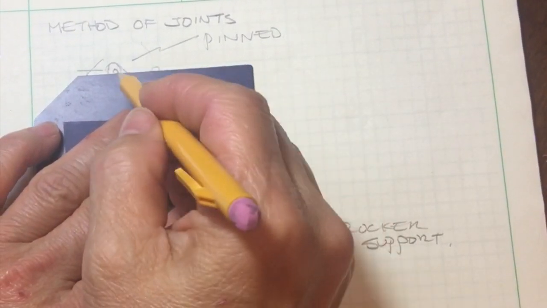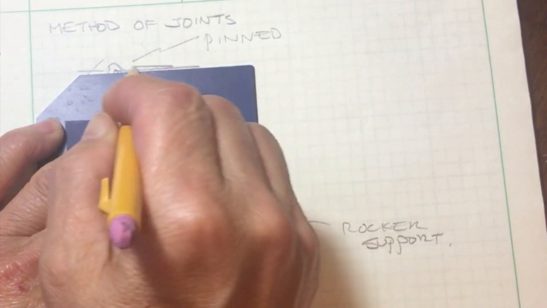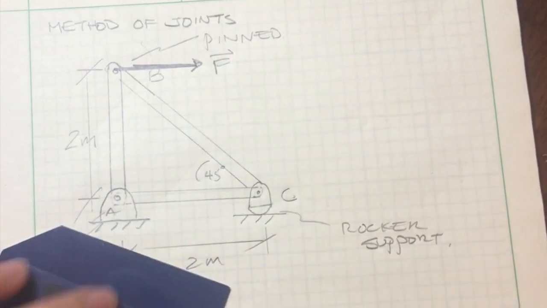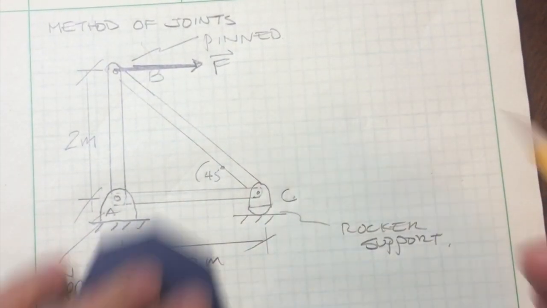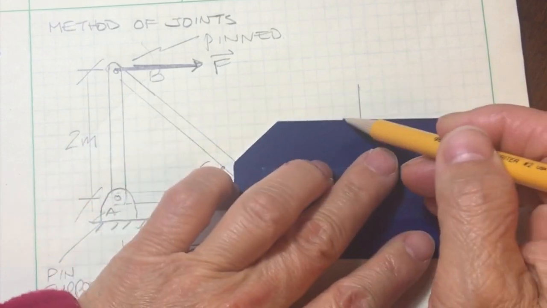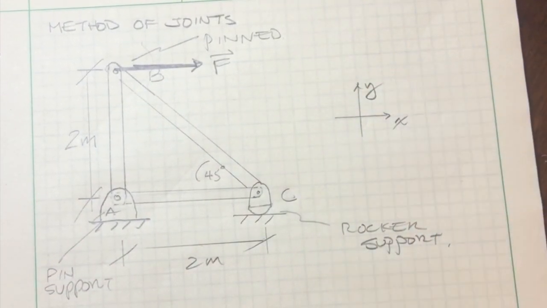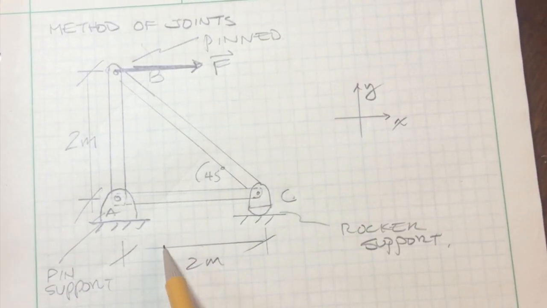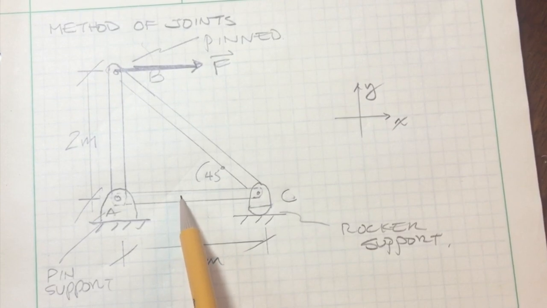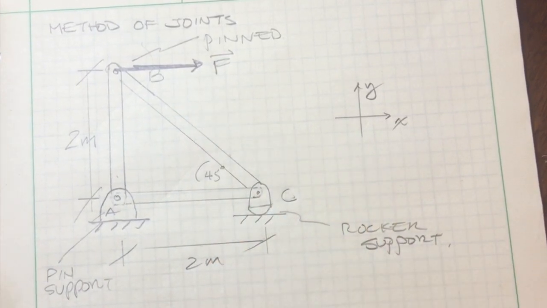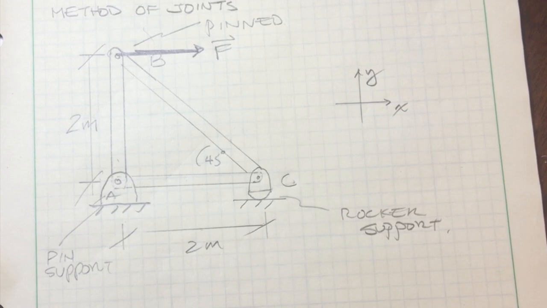And let's also say that we have a load being applied at point B with the magnitude of force F in that direction. And we'll use our coordinate system with X being in that direction and Y being upwards. So again, what we want to do is be able to analyze the forces that these members are experiencing due to that load. One of the ways that we can do that is called the method of joints.